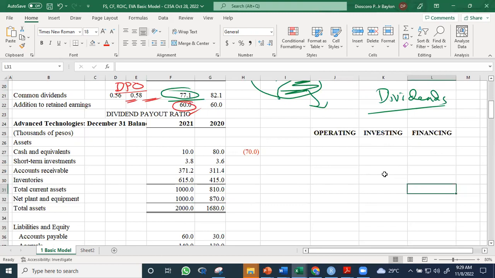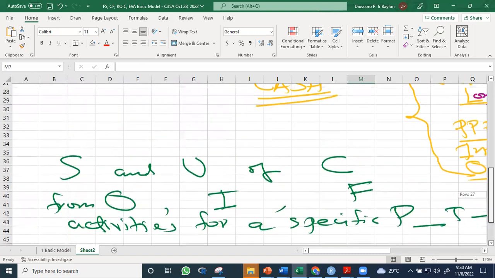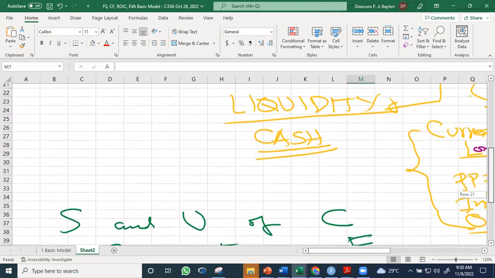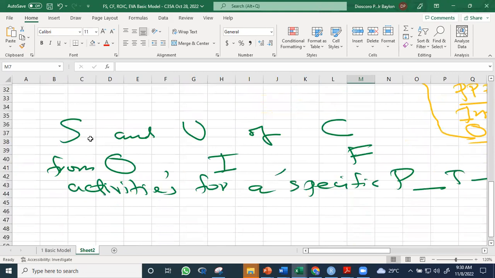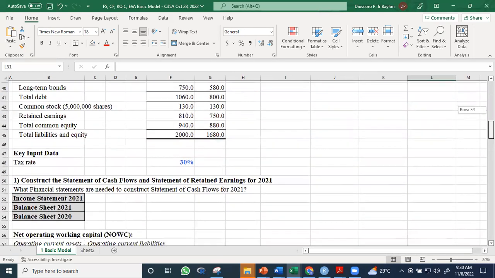So we have defined what the statement of cash flows is last time. Let's see if it's still here. Yeah, it's still here. So the statement of cash flows tells us of the sources and the uses of cash from operating, investing, and financing activities for a specific period of time. So that's how we define the statement of cash flows. Okay, so that's what we're going to do now. We're going to create the statement of cash flows.